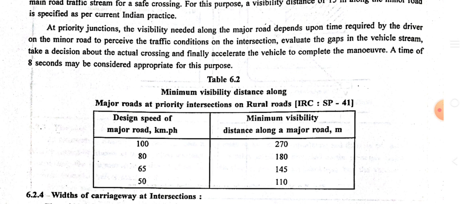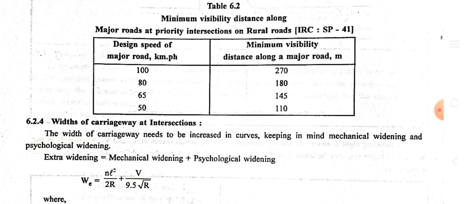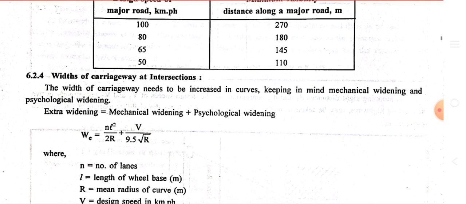At a priority junction, the visibility needed along the major road depends upon the time required by the driver on the minor road to perceive the traffic condition at the intersection, evaluate the gap in the vehicle stream, take a decision about the actual crossing, and finally accelerate the vehicle to complete the maneuver. A time of 8 seconds may be considered appropriate for this purpose. So here is the design speed of the major road at a priority intersection on rural roads. The design speed of the vehicle is given as 100 kilometers per hour, and the minimum visibility distance along the major road is given as 270 meters. Its SSD value is given in meters, depending on the vehicle speed.